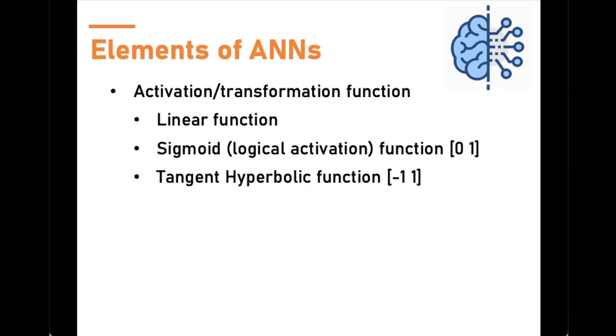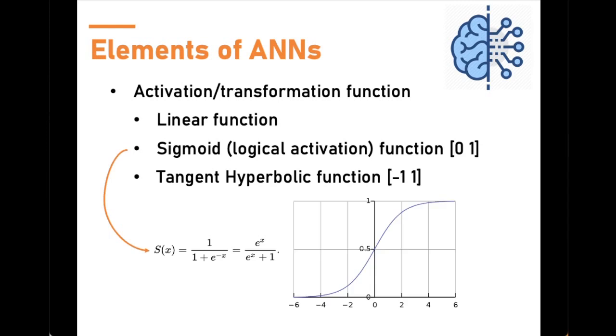A popular activation function is the sigmoid function, which maps the weighted sum to a value between 0 and 1. And this function has an S-shaped curve and is widely used in binary classification tasks. So let me show you how this function works by using an example.